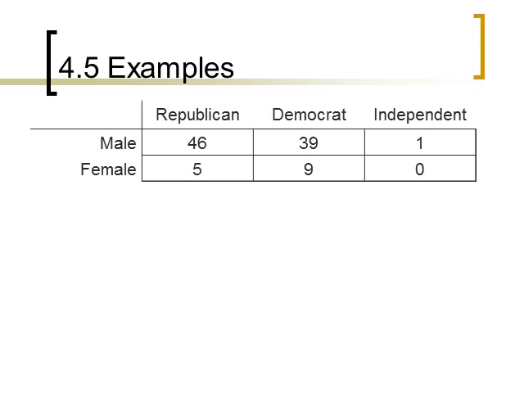So here's an example. We have a table showing senators, and these are Republicans, Democrats, and Independents, and then we also have the totals of males and females. If we read across the top row, we have 46 male Republicans, 39 male Democrats, and 1 male Independent. Across the bottom row, we have 5 female Republicans, 9 female Democrats, and no female Independents.